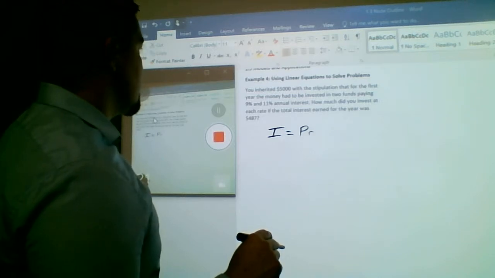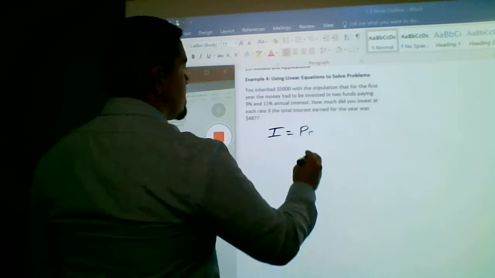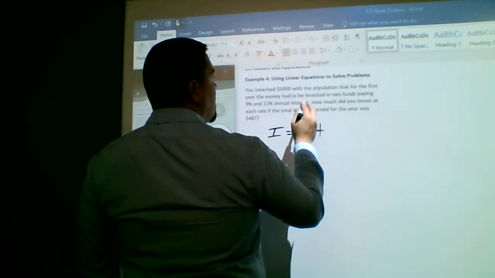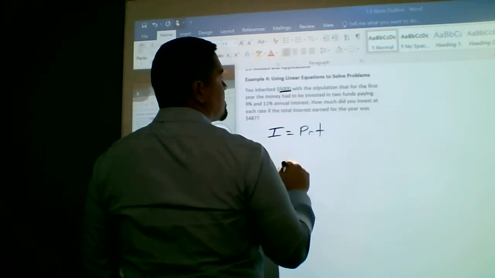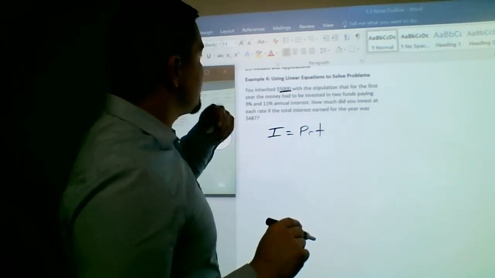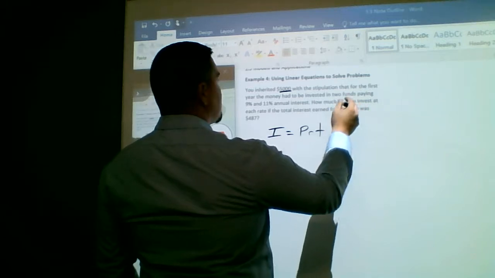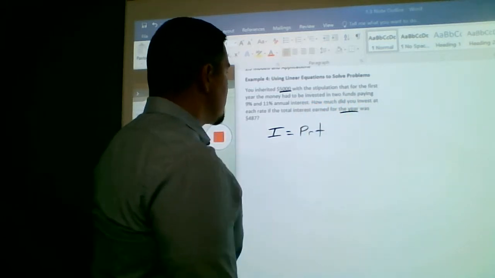Let's see here. We might not have to do that much. So what's the principal? We're going to have to do this twice, but the principal should add up to 5,000. The rates are 9% and 11%. And the time is going to be 1 year, because it says over 1 year, for the year. And the total interest was 487.